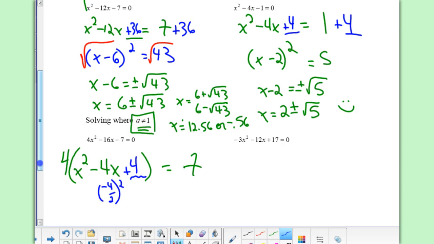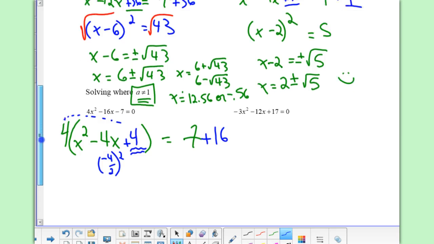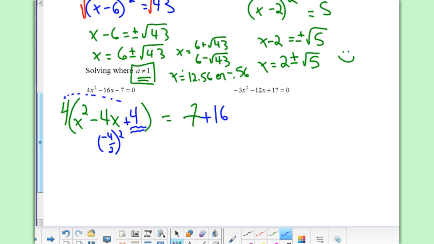But the number that goes on the other side isn't actually 4. It needs to be 16, because by putting a plus 4 here, it actually is making 16 on that side, right? So you need to be aware of that. So now I factor it like we've always done. 4 times x minus 2 squared is equal to, in this case, 23.